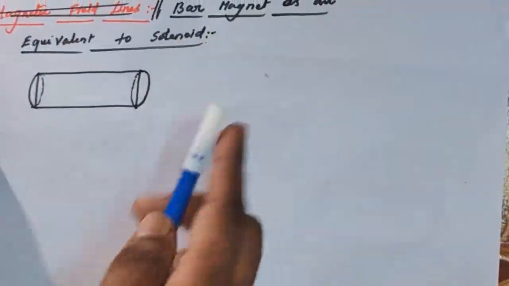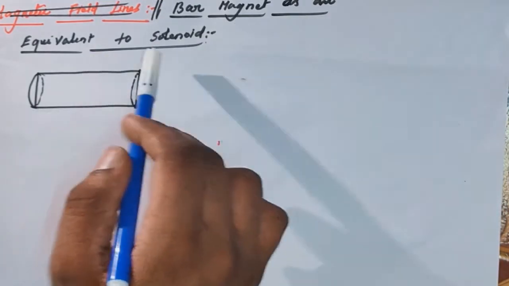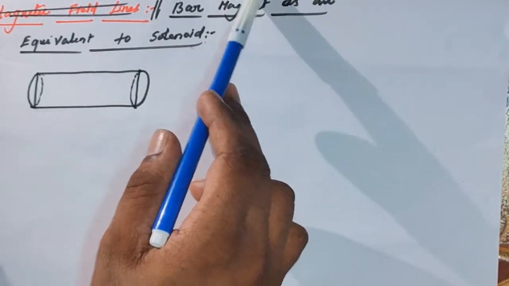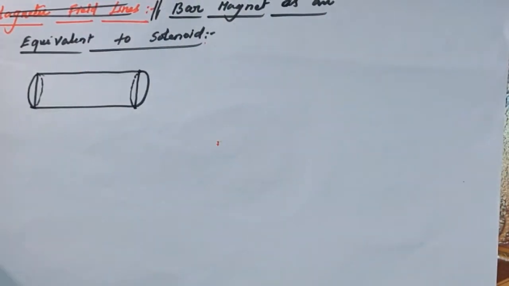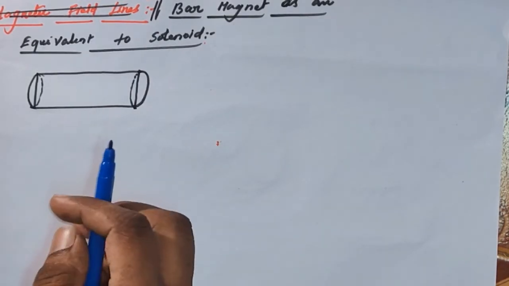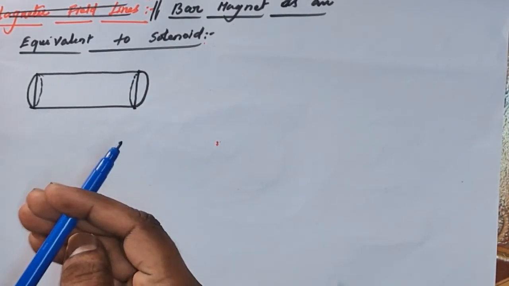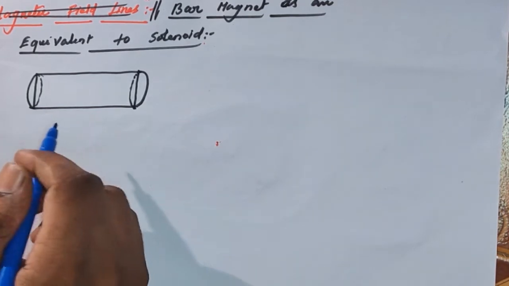So before starting the Bohr magnet as an equivalent to solenoid, we are going to discuss how the Bohr magnet is equivalent to solenoid in this problem.